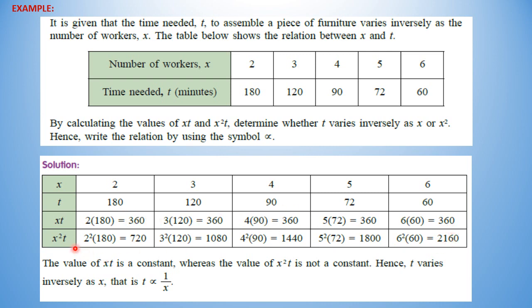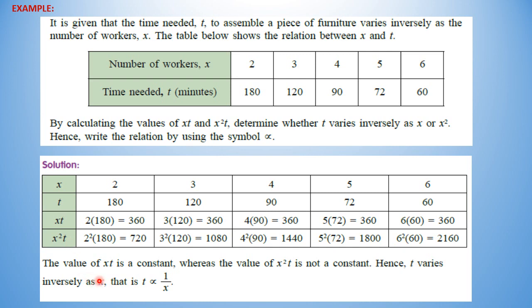Okay, and then how about x squared t? X squared t means 2 squared times 180, and then 3 squared times 120, and so on. From here, we get a different answer for all the columns. What is the conclusion for this? We found that xt is a constant, but x squared t is not a constant. So you can make the conclusion that t varies inversely as x.